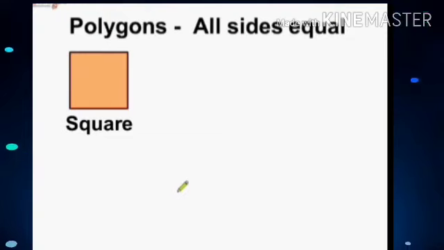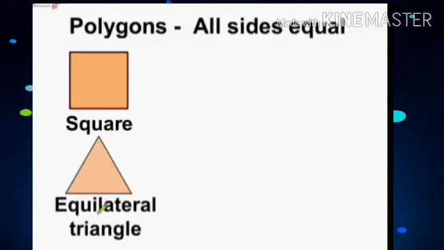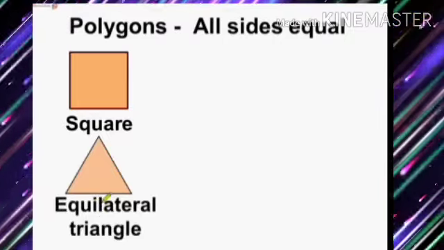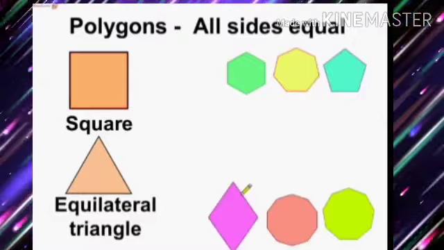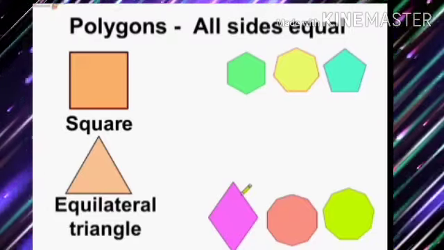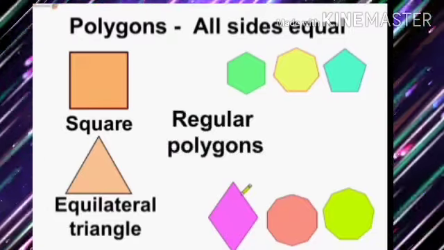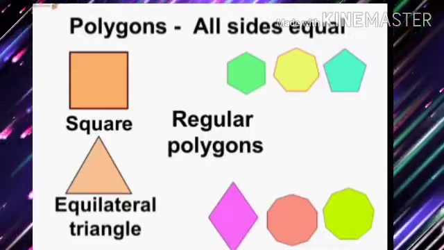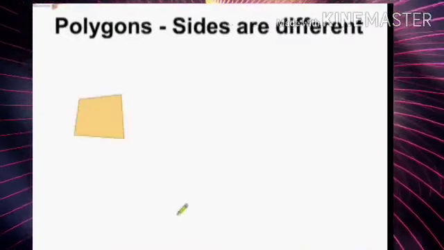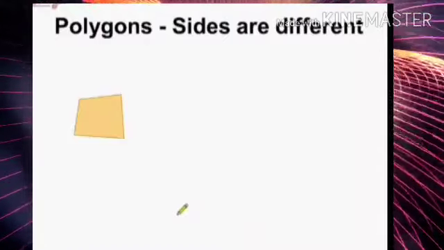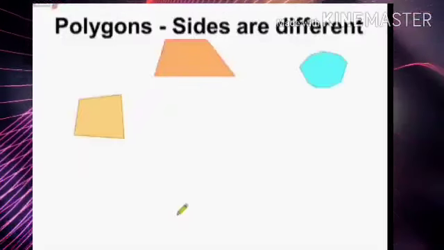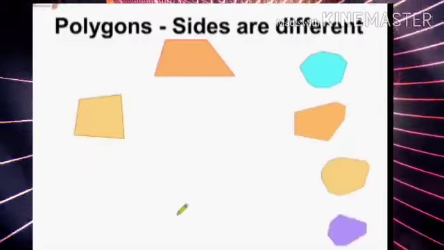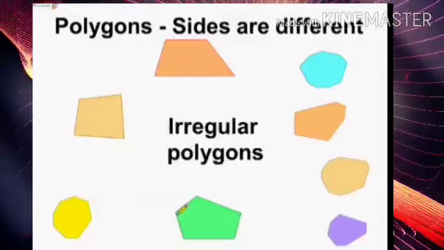Now a square is a polygon in which all the sides are equal. For a three-sided figure, it is named an equilateral triangle, in which all sides are equal. We have regular pentagon, hexagon, octagon, rhombus, and many other figures in which all the sides are equal, and these are called regular polygons. There are polygons in which the sides are different, and these are known as irregular polygons. You can imagine many quadrilaterals and many other shapes which are irregular.